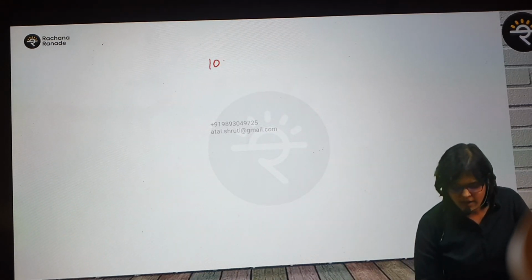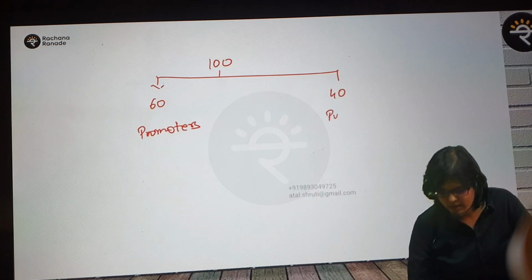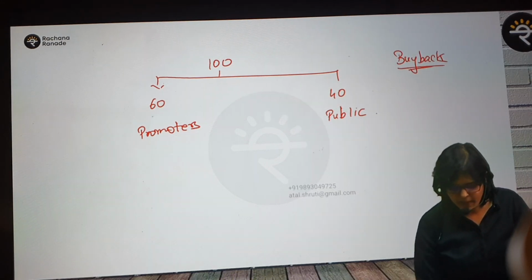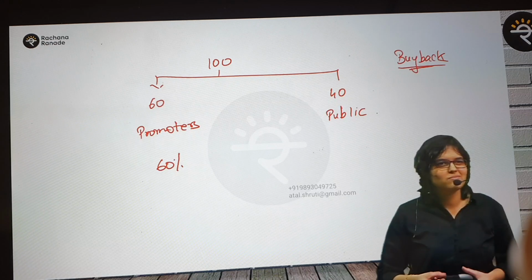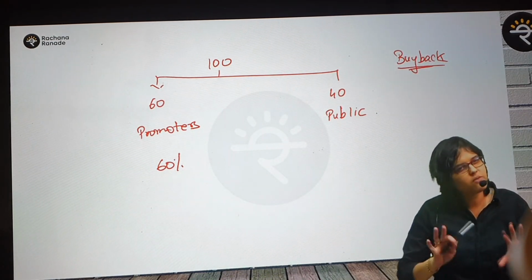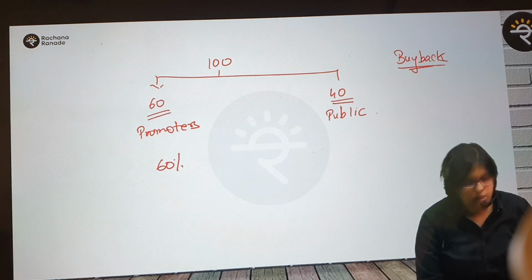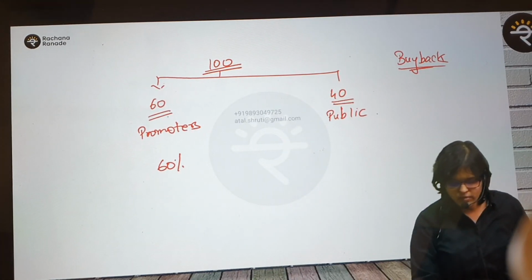Okay. So now understand, out of 100 shares, if 60 shares were with the promoters and 40 shares were with the general public, and there was a buyback, do you think the promoters' holding will drastically drop below 60% post buyback? It will remain more or less the same. Why? Almost everyone is going to participate in the buyback. This will also reduce. All in all, the percentage is going to remain the same or similar.